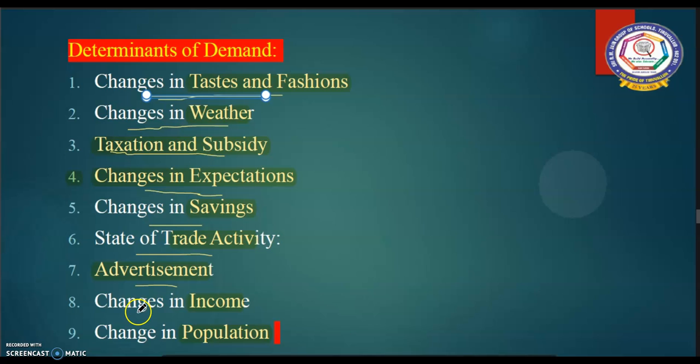Next one, changes in income. An increase in family income may increase the demand for durable goods like video recorders and refrigerators. Equal distribution of income enables the poor to get more income. As a result, the consumption level increases. Change in population. The demand for goods depends on the size of population. An increase in population tends to increase the demand for goods, and a decrease in population tends to decrease the demand.